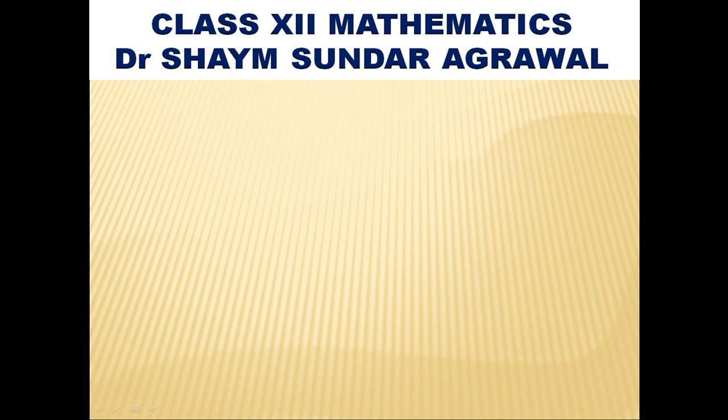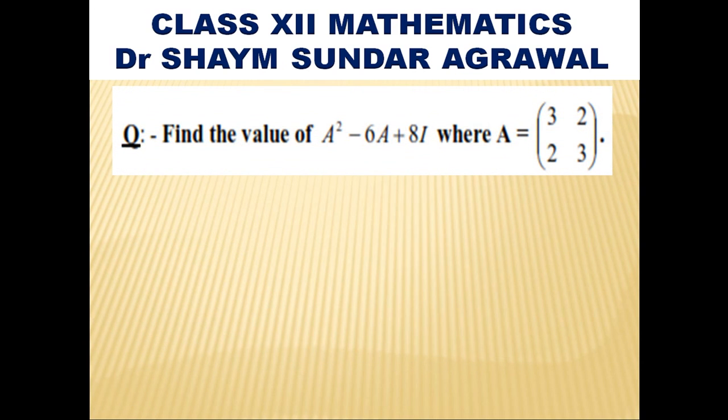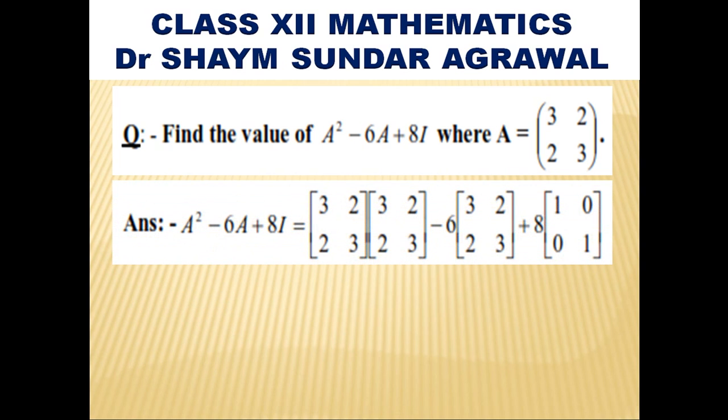Let us find out the value of A square minus 6A plus 8I, where A is equal to [3 2; 2 3] and I is the identity matrix of order 2. So, A square minus 6A plus 8I: A square means A into A, minus 6A, plus 8 into the identity matrix of order 2, [1 0; 0 1]. Here, first we have to find the product of two matrices, A into A.